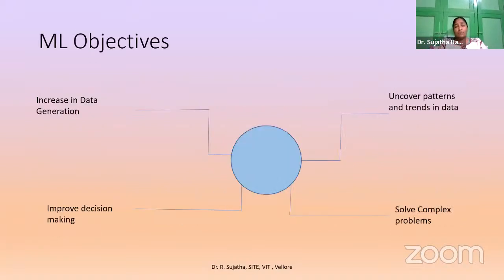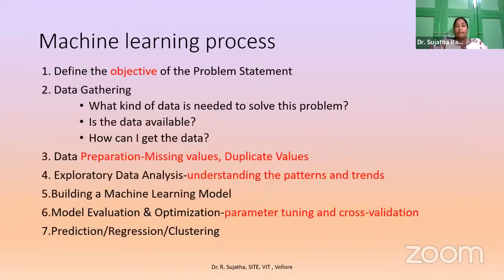So why do we need to perform this ML? What is the purpose of this? It increases data generation, uncovers the patterns and trends in the data, solves complex problems and improves decision making. So these are the various reasons why we normally go on with this ML process.